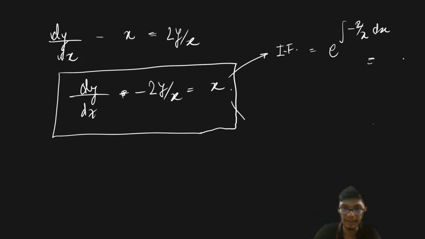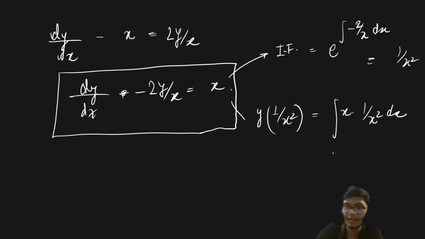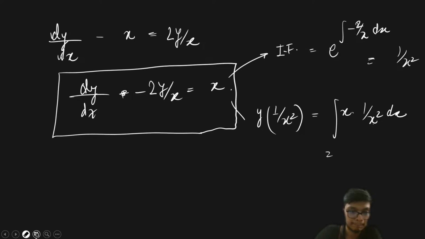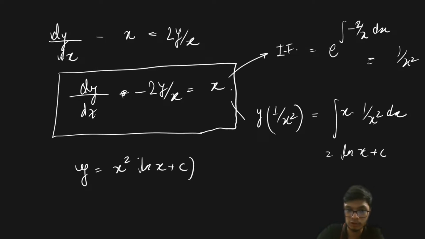and that will make this integrating factor 1 upon x square, so the solution will be y into 1 upon x square is equal to the integration of x into 1 upon x square dx, and that will come out as natural log of x, and then plus some constant. And then from there I can write y is equal to x square into natural log of x plus some constant c.